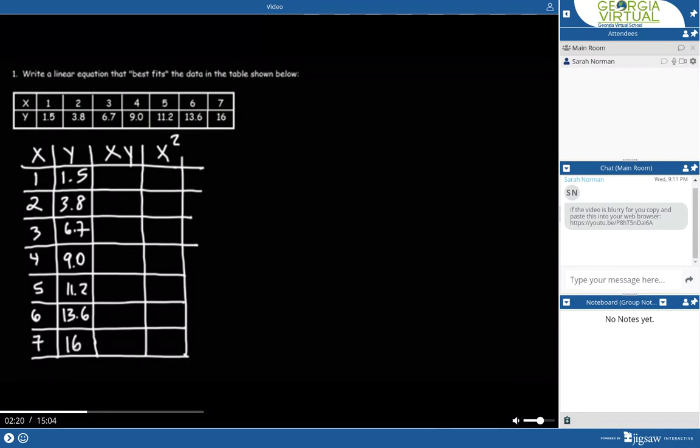13.6, and then 16. Now for the next column, we need to multiply x and y together.